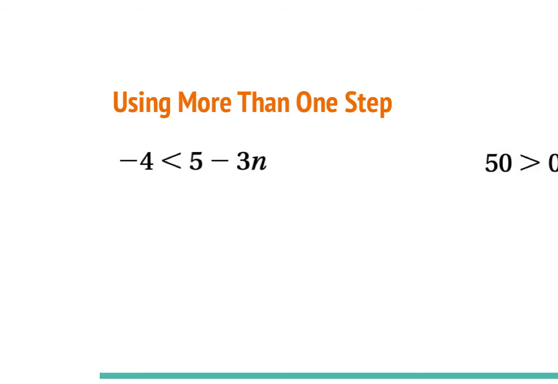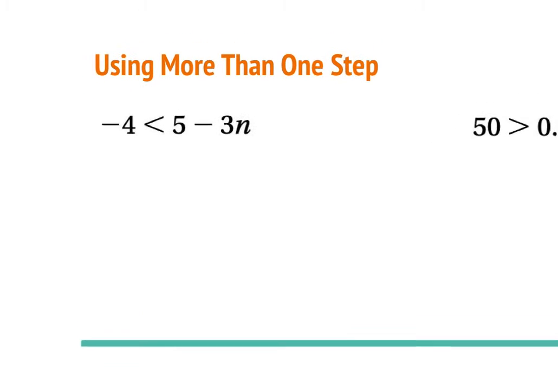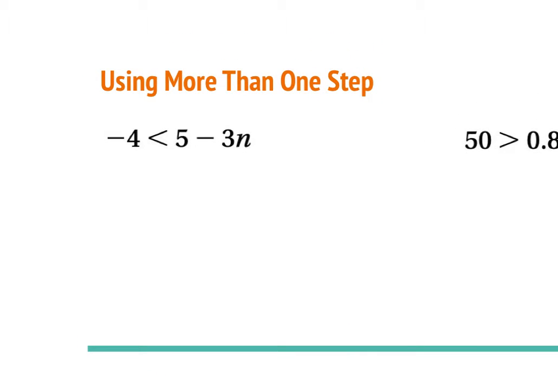Using more than one step again, okay, we've got 2 more problems. So negative 4 is less than 5 minus 3n. Guys, recognize that your variable is now on the right side. N is on the right side of our inequality. So nothing really changes, but we are going to be dealing with the right side first, okay? So we want to get rid of that 5 first. So let's subtract 5 from each side. On this left side, we're going to get negative 9 is less than negative 3n.